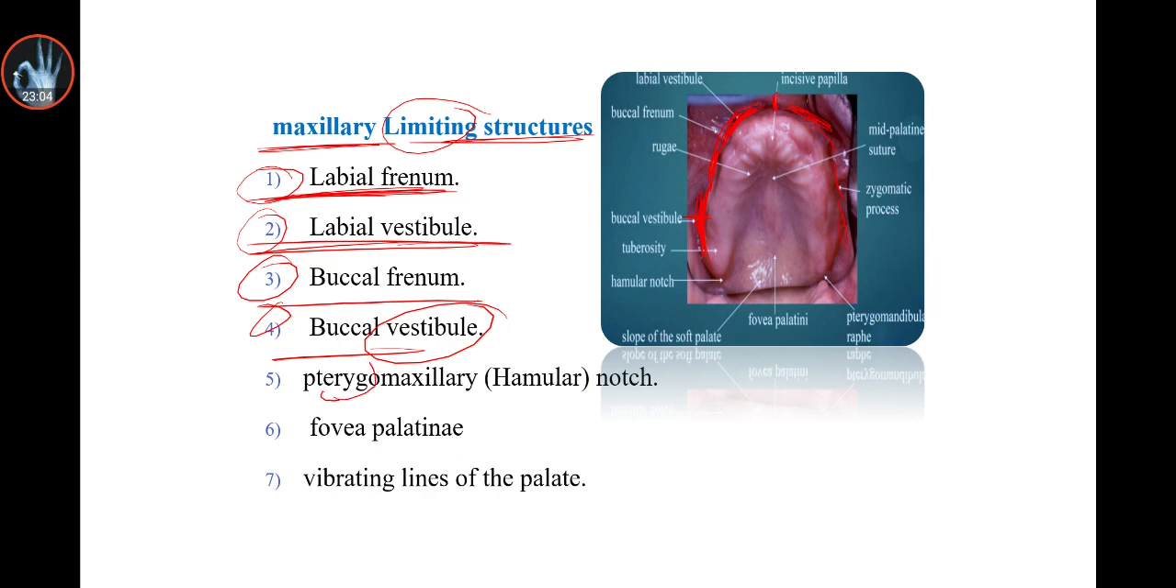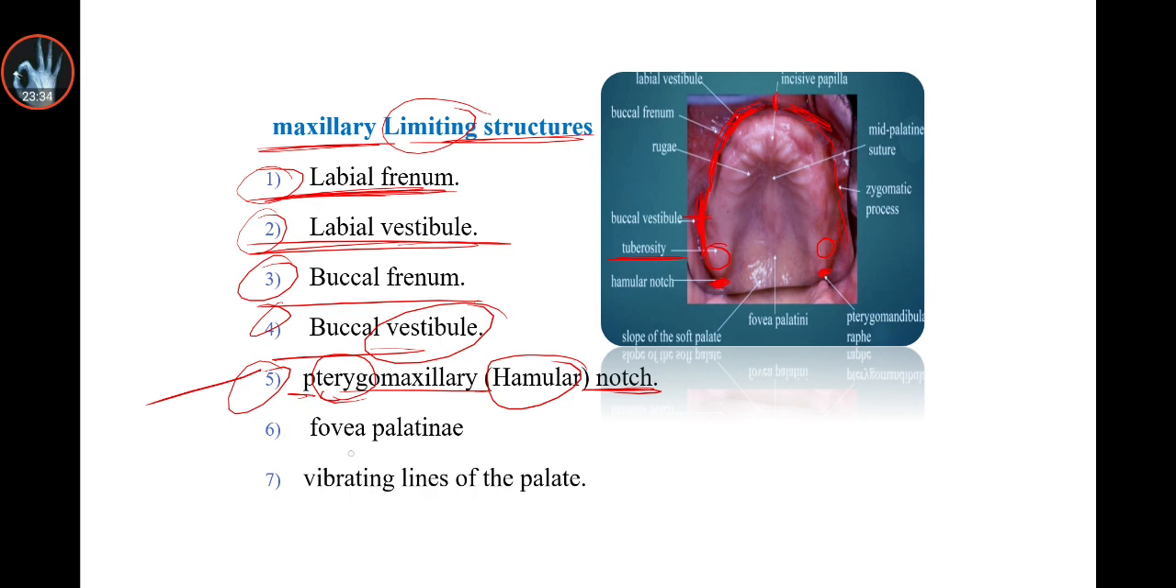And we have the pterygomaxillary notch, where the P is silent, or hamular notch. This is the maxillary tuberosity here, and the hamular notch is the end of it. Okay, this is the hamular notch or pterygomaxillary notch.